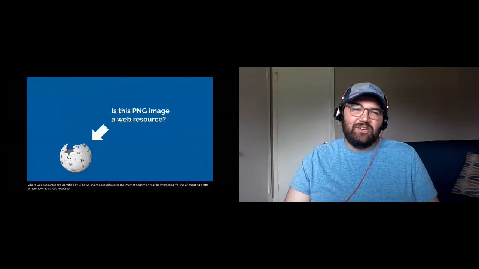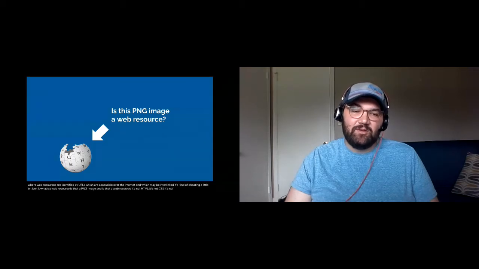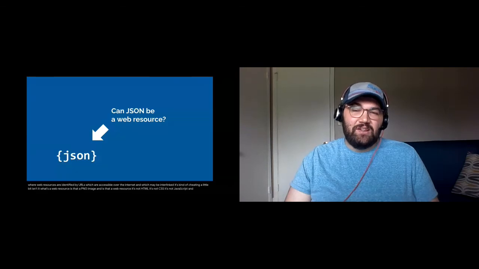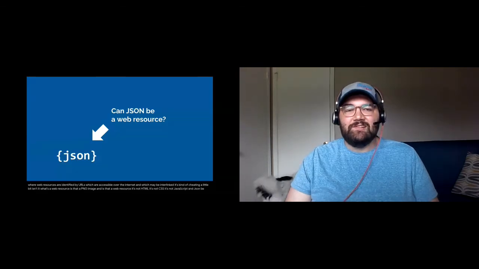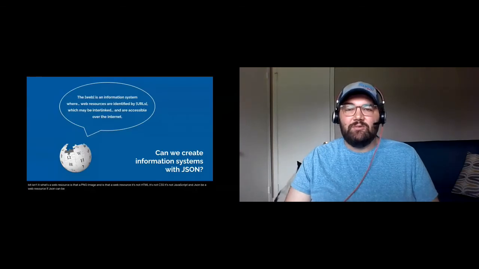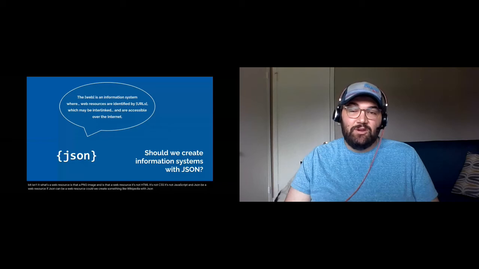Is that a PNG image? And is that a web resource? It's not HTML. It's not CSS. It's not JavaScript. Can JSON be a web resource? If JSON can be a web resource, could we create something like Wikipedia with JSON? Should we create information systems like Wikipedia with JSON?